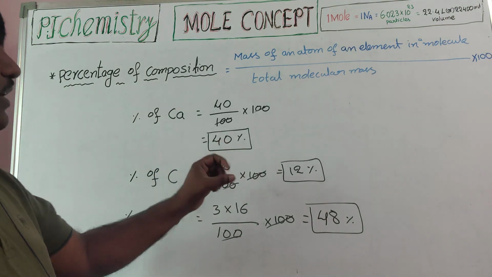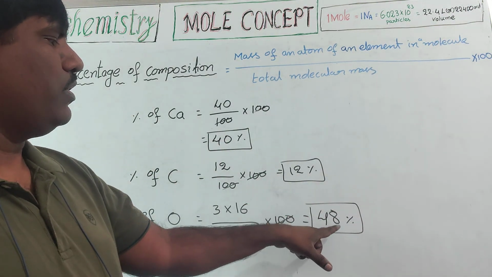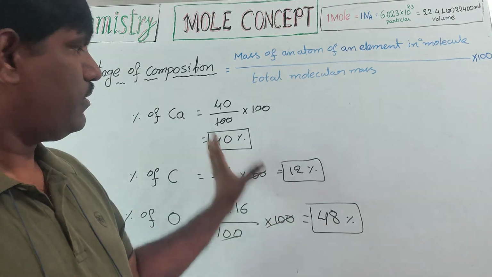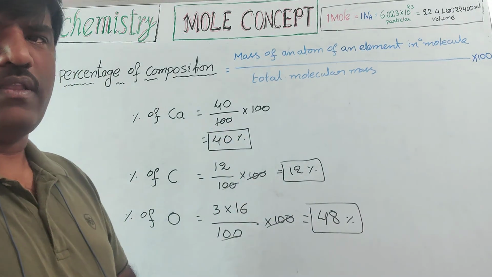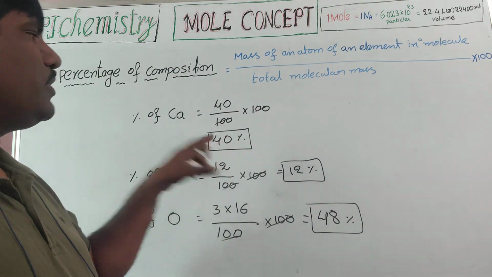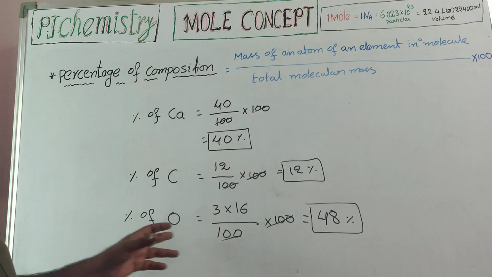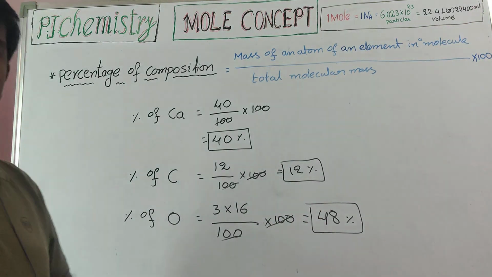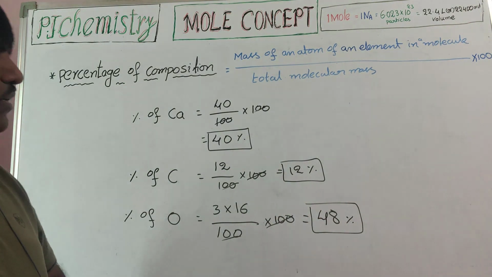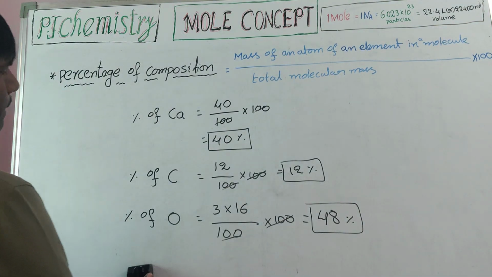If you calculate 40 plus 12, 52, 52 plus 48, 100, it becomes equal. So calcium percentage in calcium carbonate is 40 percentage. Carbon percentage is 12 percentage. Oxygen percentage is 48 percentage. Like this we are going to calculate. Yes, take one more example.